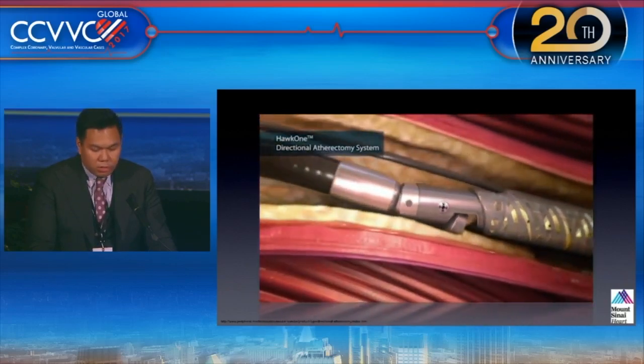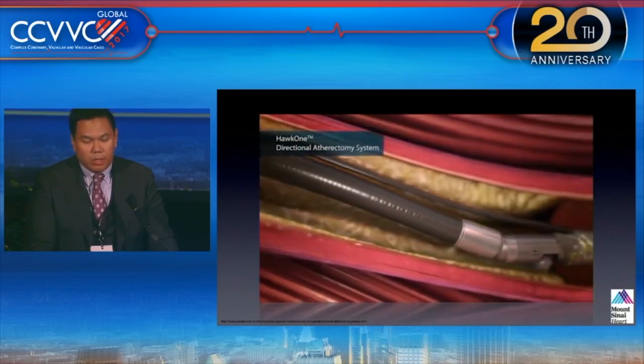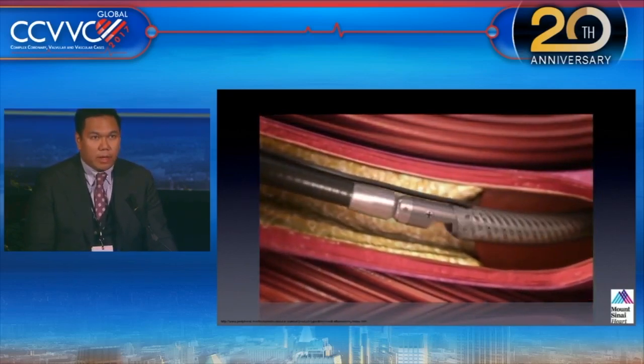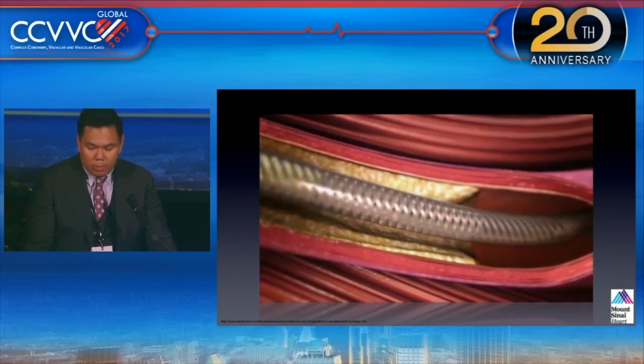We call this directional atherectomy because it only cuts in a single plane, and in order for the operator to do a full 360-degree circle, they need to pull back, rotate the device, and then do multiple passes.